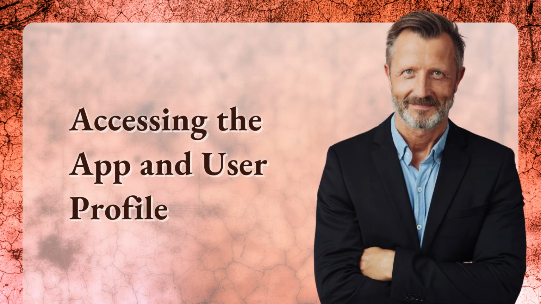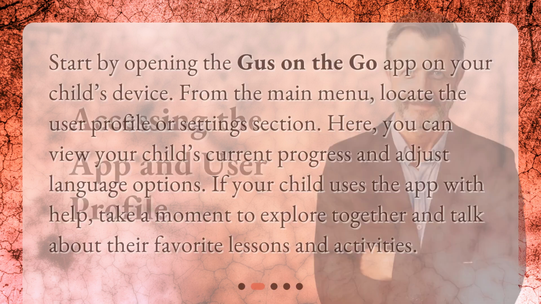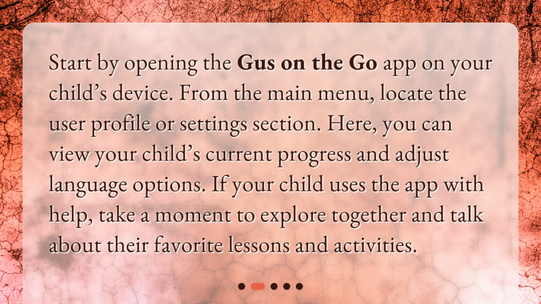Accessing the app and user profile. Start by opening the Gus on the Go app on your child's device. From the main menu, locate the User Profile or Settings section. Here, you can view your child's current progress and adjust language options. If your child uses the app with help, take a moment to explore together and talk about their favorite lessons and activities.